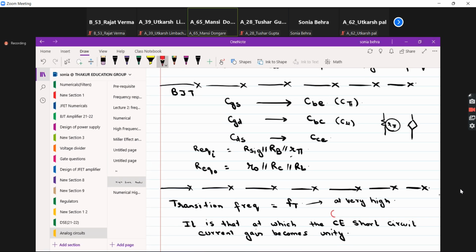Collector. For FET, D should come in place of collector and S in place of emitter. So DS short circuit current becomes unity. So it is that frequency at which, if I'm talking about FET, DS short circuit current gain will become unity, and if I'm talking about BJT, CE short circuit current gain will become unity. Okay, it is that frequency.